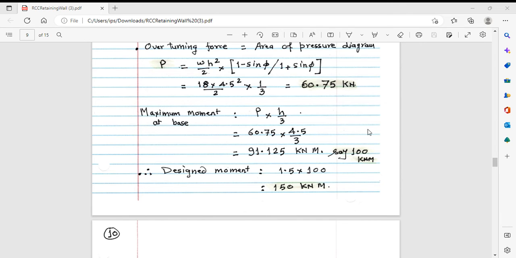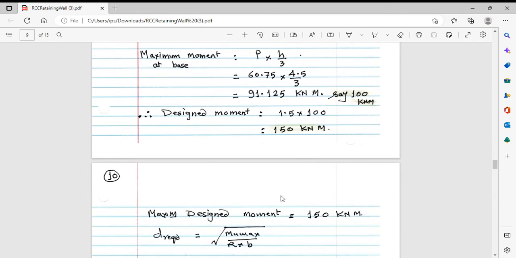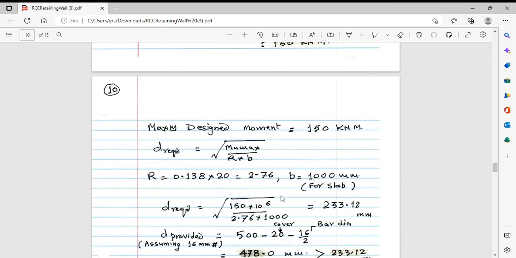Rounding it off on the higher side, say 100 kilonewton meter. So design moment will be 1.5 times 100, that is 150 kilonewton meter. Now, after we could find out the maximum bending moment, now we'll design the depth.